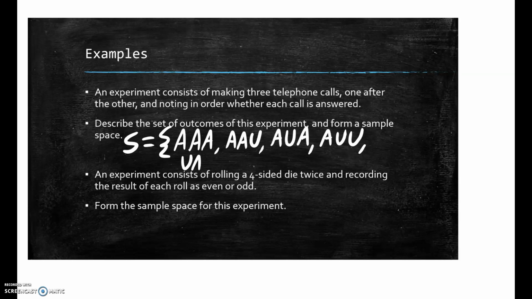So we could get unanswered, answered, answered. We could get unanswered, answered, unanswered. We could get unanswered, unanswered, answered. Or we could get unanswered, unanswered, unanswered. Those are all the possible outcomes, and you could always count those and obviously see that we have 8 outcomes.